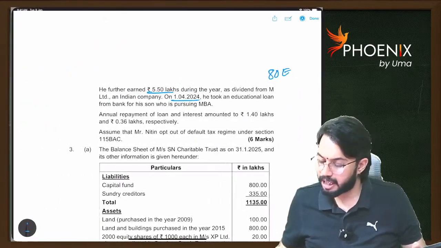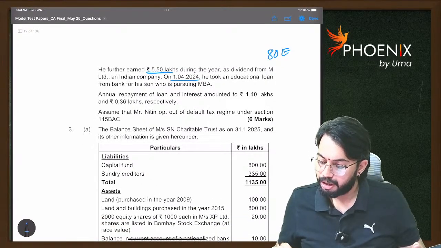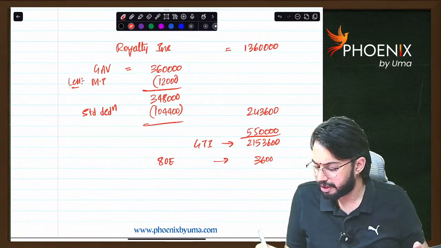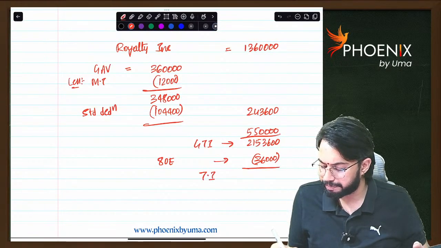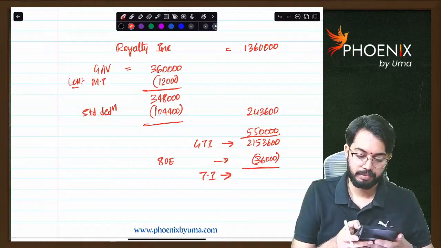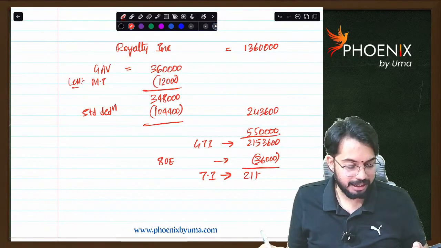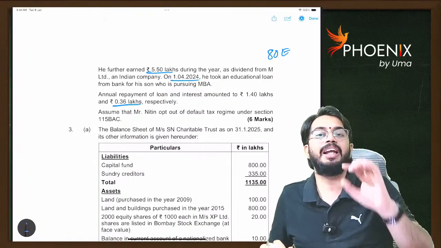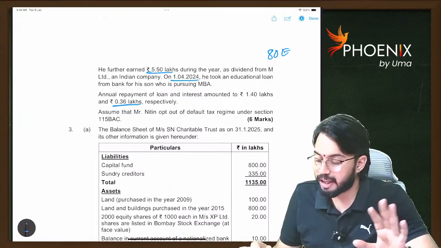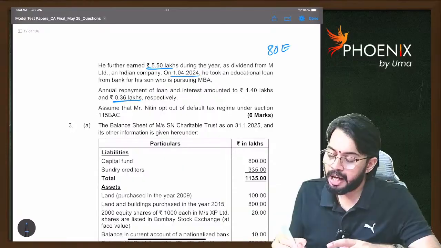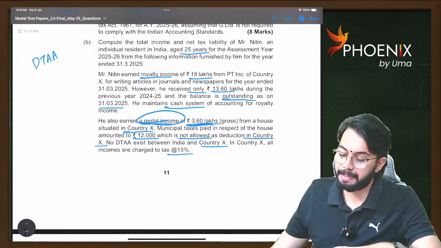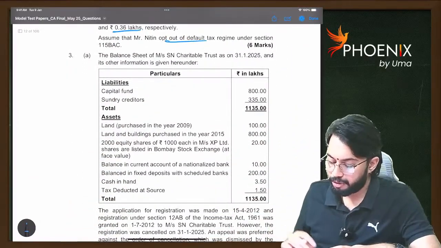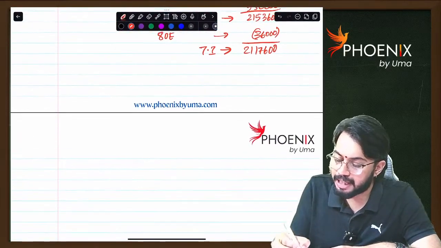Okay. So, dividend income 5,50,000, gross total income 13,60,000 plus 2,43,600 plus 5,50,000, 21,53,600. From this, you can claim chapter 6A deductions. You can claim deduction under section 80E. How much? Only interest component. Interest component is 36,000. So how much is taxable income? 21,17,600. So first, what is step 1? We will calculate tax on total income, both Indian income and foreign income.